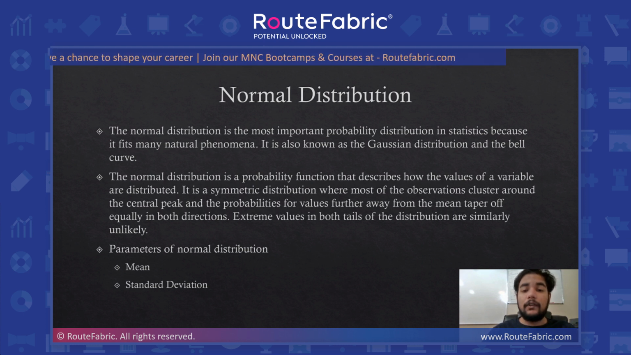The parameters of a normal distribution are mean and standard deviation, with mean deciding the center of the normal distribution and standard deviation deciding how the normal distribution is spread out.